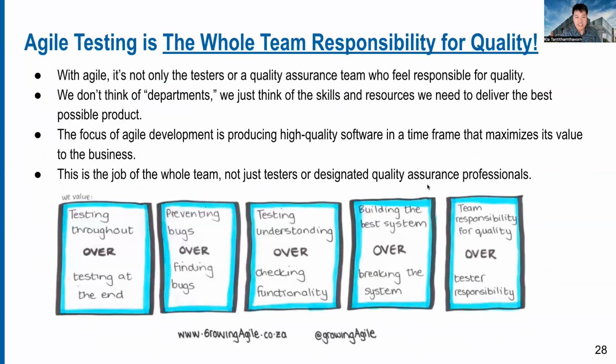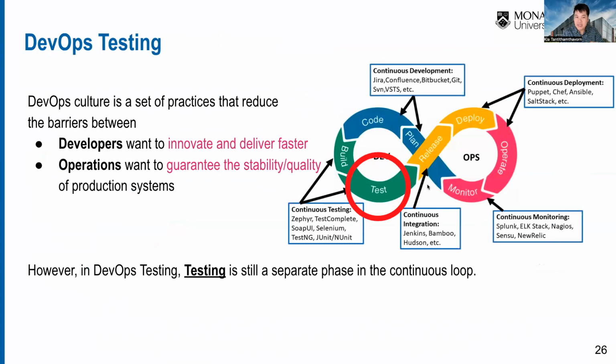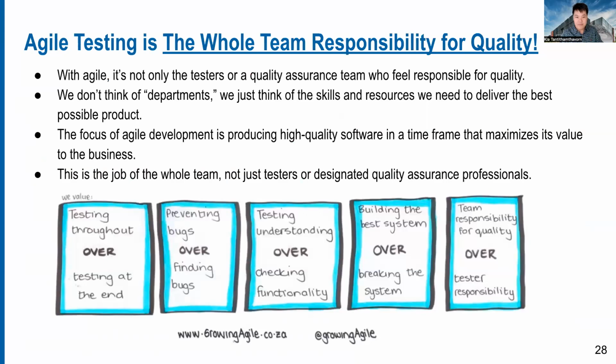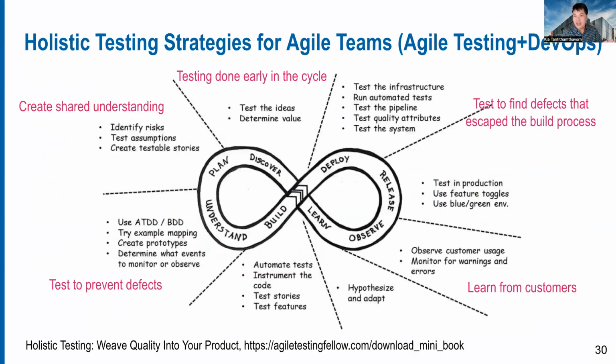Because we mentioned before that with DevOps, the good thing is that we can continuously deliver the software, right? But testing is still considered a separate phase in the continuous loop. It does not start at the beginning. It's not shift left. So agile is one thing. Then how can we combine agile and DevOps testing together, right?